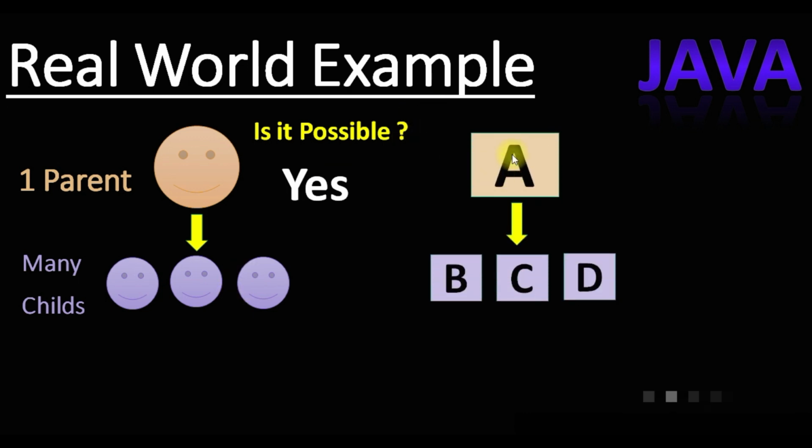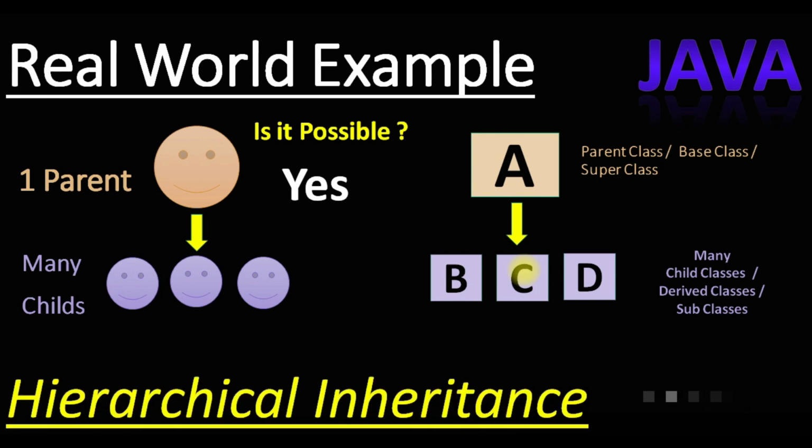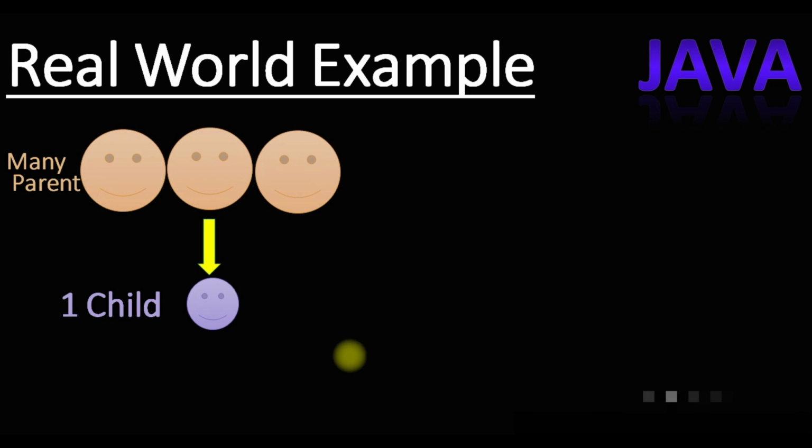So let's say I have created a parent class A, and from B, C, D, these three child classes, I can easily inherit the properties of class A. So this type of relationship is also possible in Java, and this maintains a hierarchy. That's why it is called hierarchical inheritance. So you can see here A and 3 children, that is basically B, C, D, a hierarchy is maintained, so it is called hierarchical inheritance.